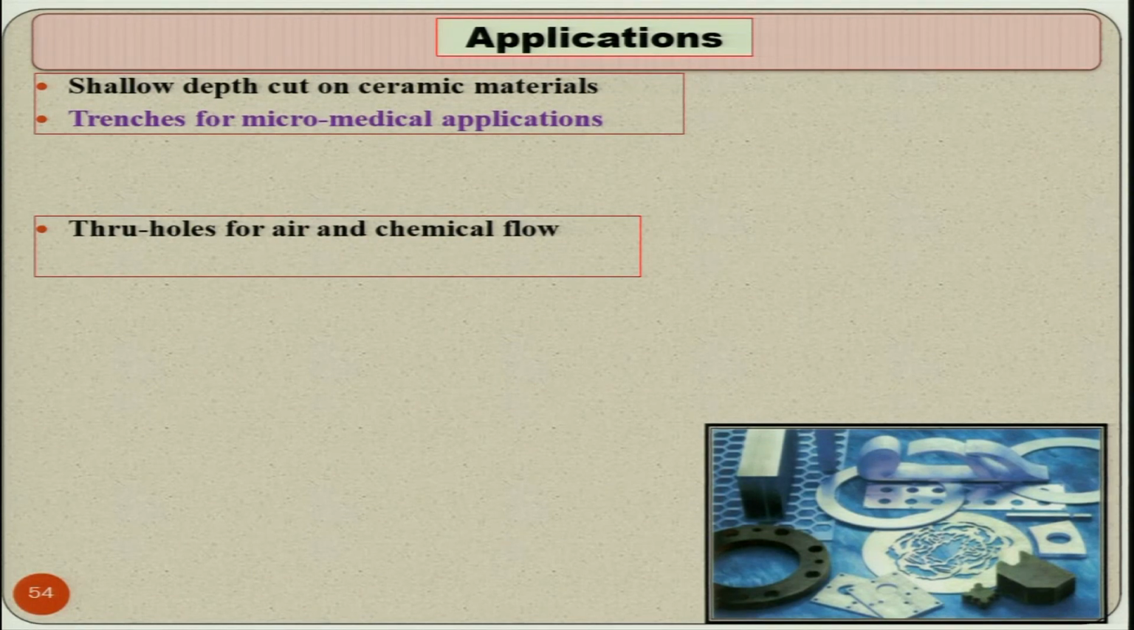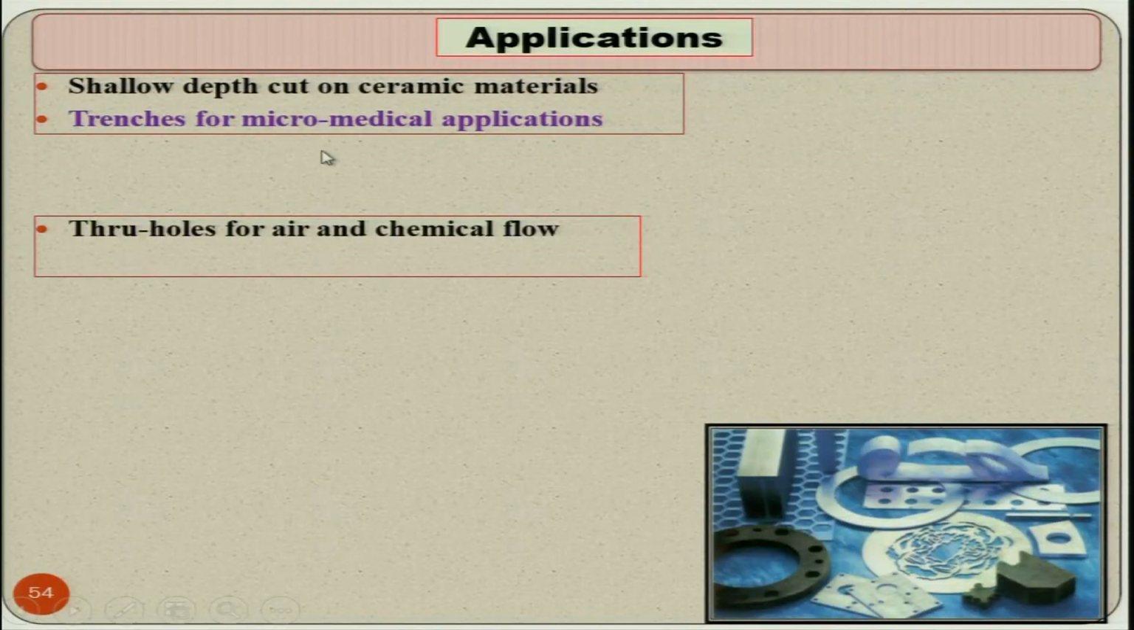If you are interested in shallow depth, you can go for abrasive jet micromachining, because very deep cuts you cannot obtain by this particular process because of the process characteristics. As you go deeper and deeper, the kinetic energy of the abrasive particles keeps on reducing, and when there is a collision of the abrasive particles together, it further reduces. So, its capability to machine deeper goes down.